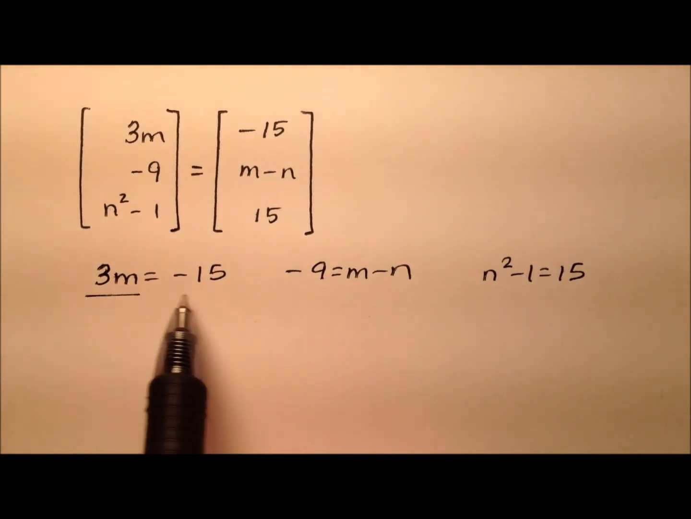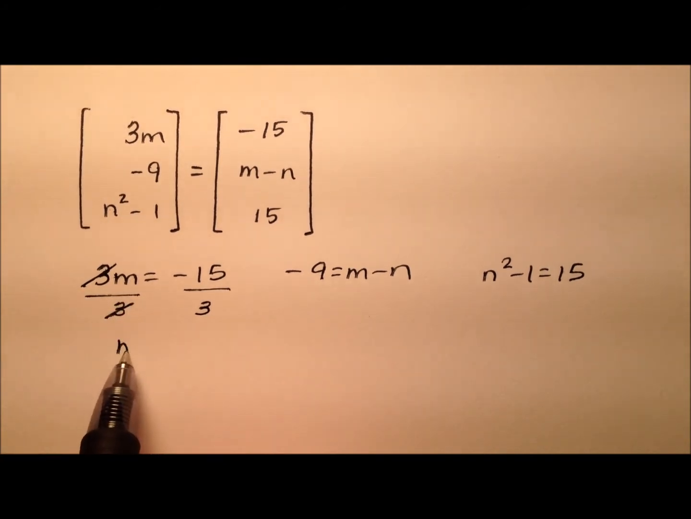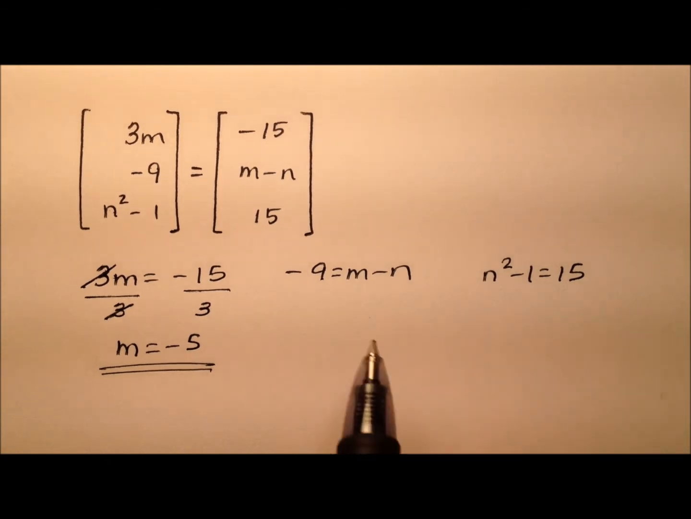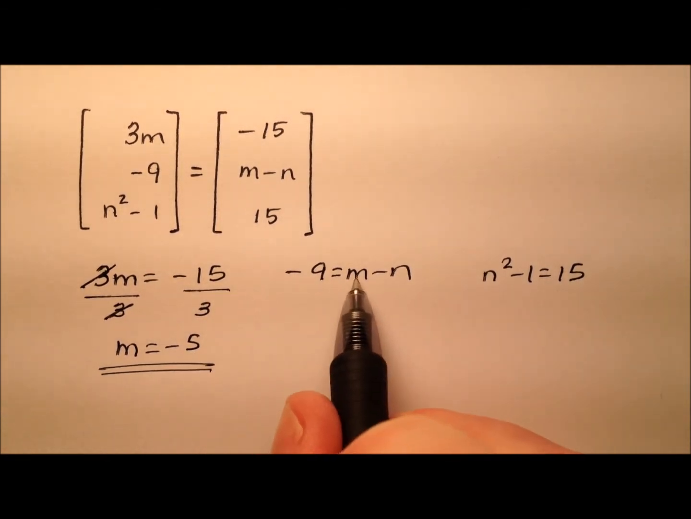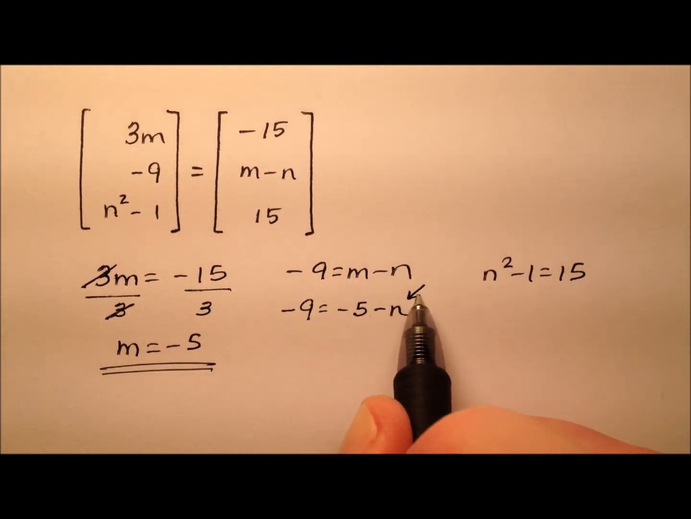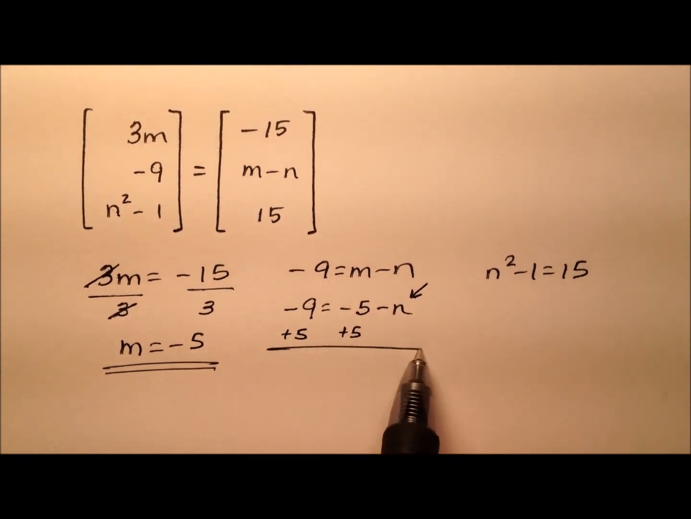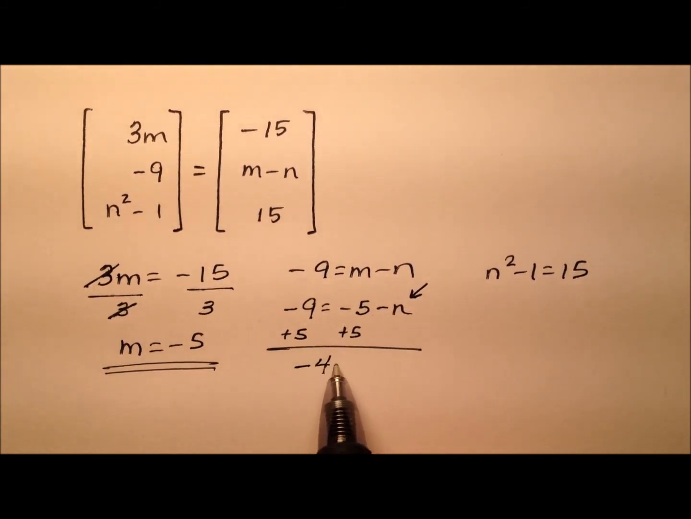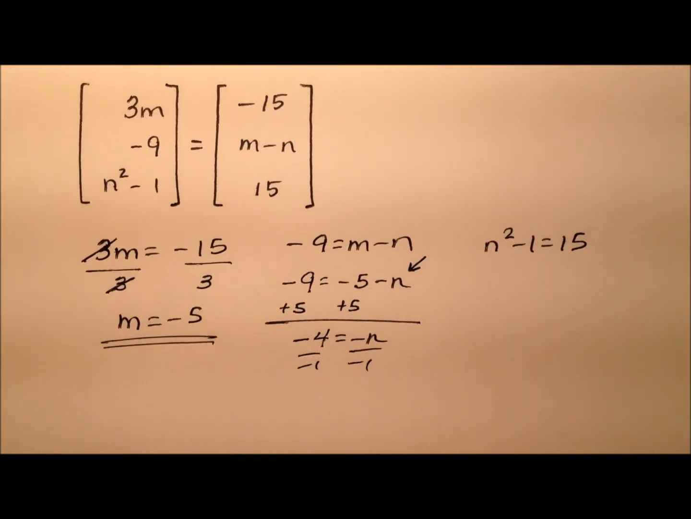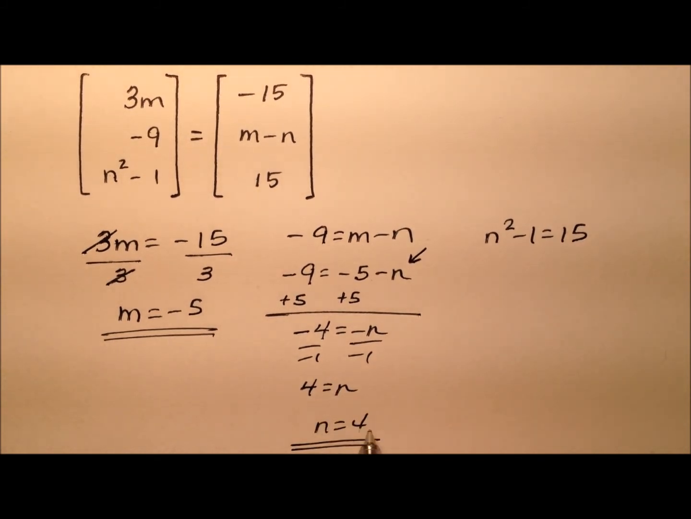It looks like this first one's pretty easy. I can just divide both sides by 3 in order to isolate the m, or solve for m. And it looks like m is negative 5. Well, okie dokie. So if I go ahead and take that negative 5 value and plug it in right here, then I'm just left with solving for n. So let's add 5 to both sides, and it looks like negative 4 equals negative n. So when I divide both sides by negative 1, 4 equals n, or of course n equals 4.